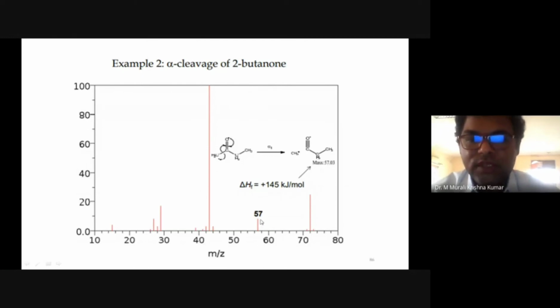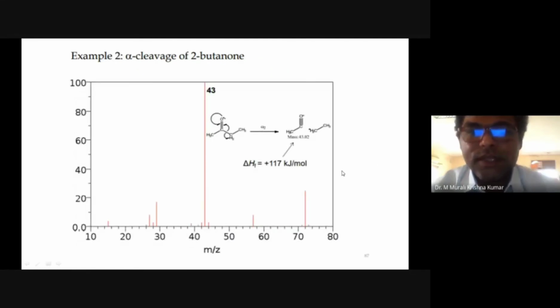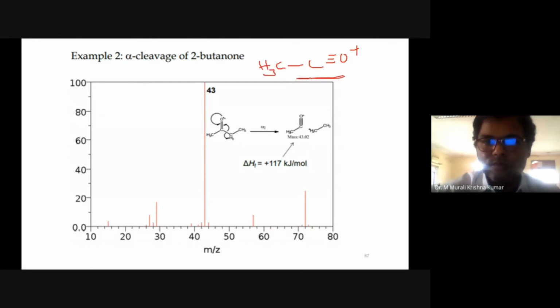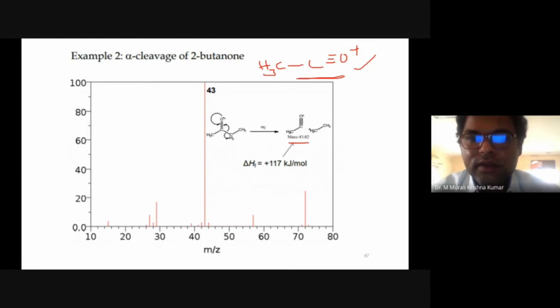At 57, you can see formation of this one. And the next one is formation of the 43 ion over here. Here you can see why it is more stable: C triple bond O plus. So this is what is happening. There is a possibility that rearrangement can happen over here. That's why this particular ion is a very high abundance ion, and it is forming the base peak.